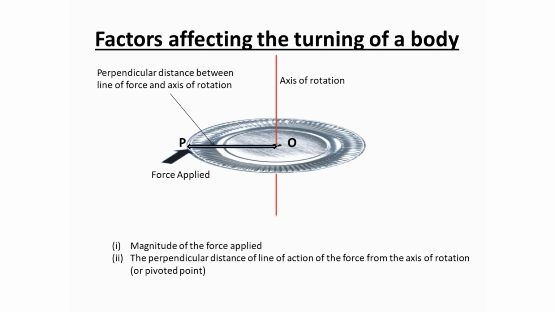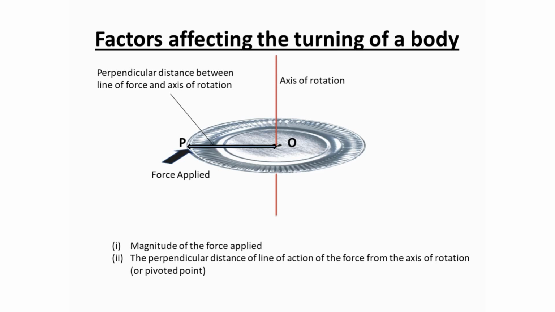So, the factors affecting the turning of a body are the magnitude of the force applied, that is, more the magnitude of force, more will be the rotation, and second, the perpendicular distance of line of action of the force from the axis of rotation or the pivoted point.